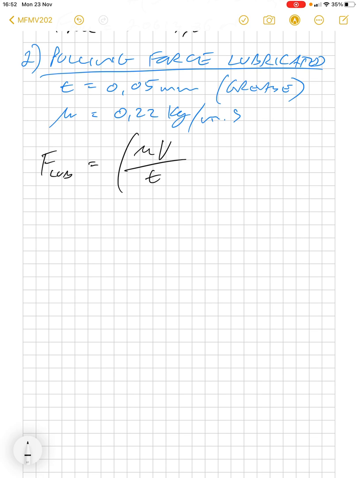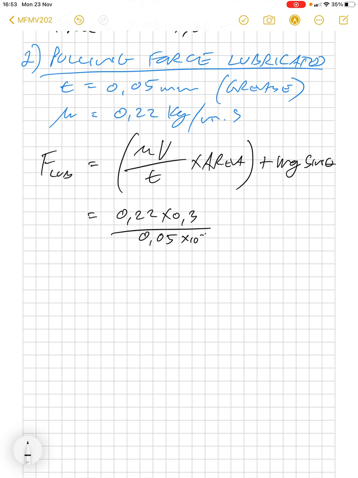mu v over t times area plus mg sine theta. 0.22 times 0.3 over 0.05 times 10 to the minus 3, times 2, times 1.25 times 0.08, because there are 2 skids.